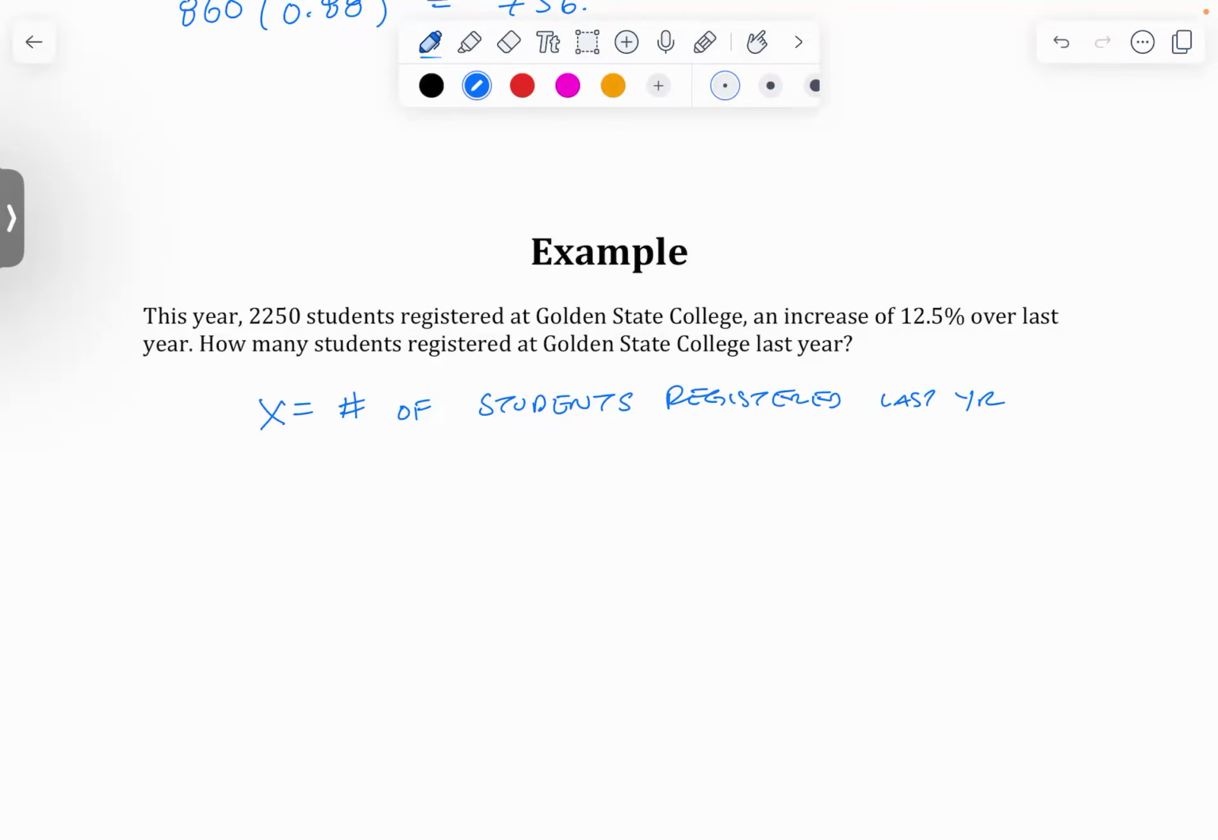And so now it's important to understand, a 12.5% increase. So remember that 100%, aka 1, represents the full amount. So an increase would be 112%, 12% on top of the initial 100%, which means that's 1.125. That is 112.5% of last year's enrollment, which we're calling X. With percentages, it's always multiplication. That then became this year's registration of 2,250 students.